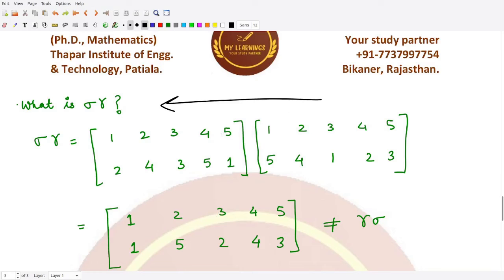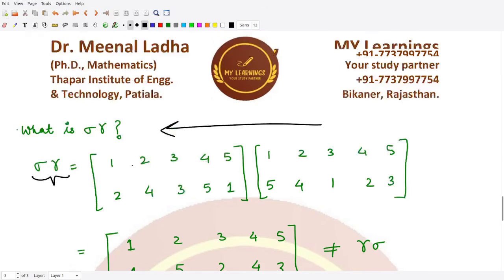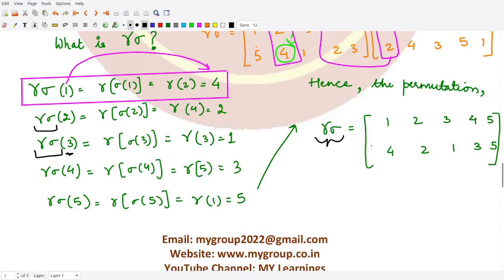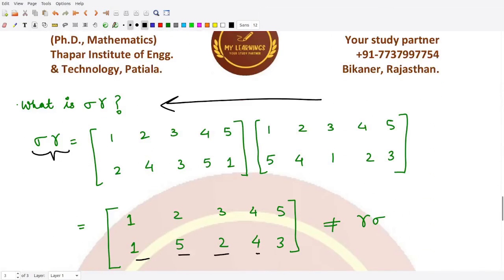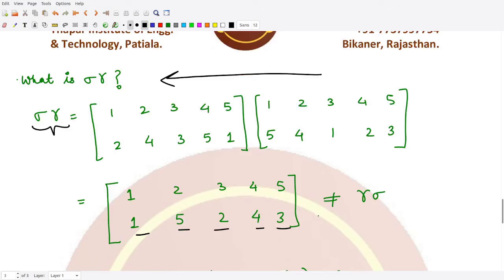Similarly, let's take 3. For the element 3 we have 3 here. Under 3 we have 1, and under 1 here we have 2. So 3 would map to 2. This is what we have written in the answer. In a similar way you can complete all the entries here. You can now see that sigma gamma is not equal to gamma sigma, because we have 4, 2, 1, 3, 5 here, and here we have 1, 5, 2, 4, 3. The permutations are different from each other. So sigma gamma is not equal to gamma sigma.